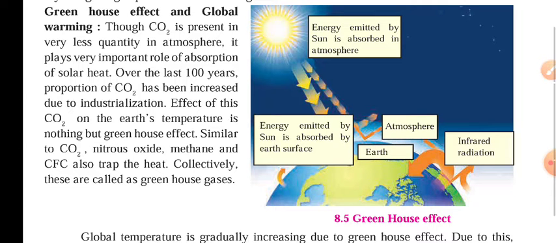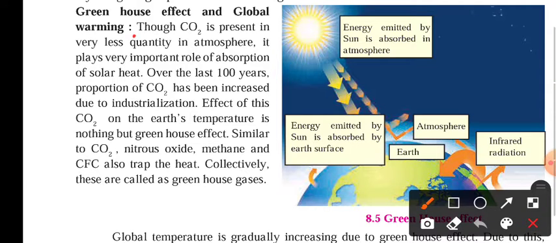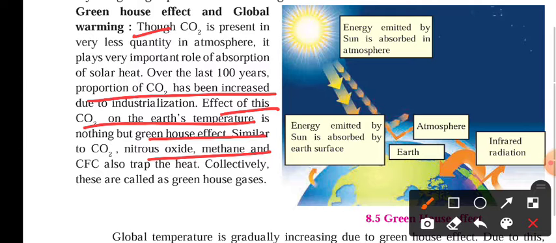They have given here the greenhouse effect and global warming through CO2. CO2 is present in very small quantity in the atmosphere. It plays a very important role in the absorption of solar heat. Over the last 100 years, the proportion of CO2 has increased due to industrialization, and the effect is that Earth's temperature is increasing, which is the greenhouse effect. Nitrogen oxide, methane and CFC also trap heat inside, and collectively these are called greenhouse gases.